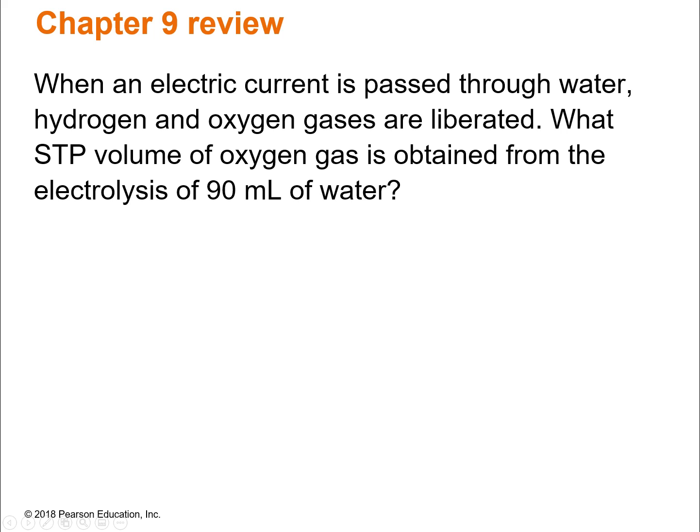So we've got an electric current that's passed through water, and you liberate hydrogen and oxygen gases. What STP volume of oxygen gas is obtained from the electrolysis of 90 milliliters of water? The first thing you have to do here is write a chemical equation. You don't have one, and chapter 9 is all about stoichiometry. If you're doing a stoichiometry problem, you have to have an equation. We're told what the equation is. We've got current going through water, and we make hydrogen and oxygen gases.